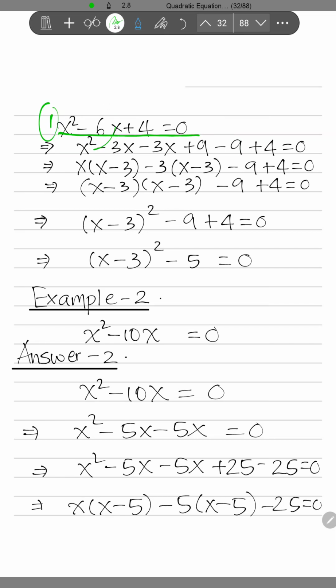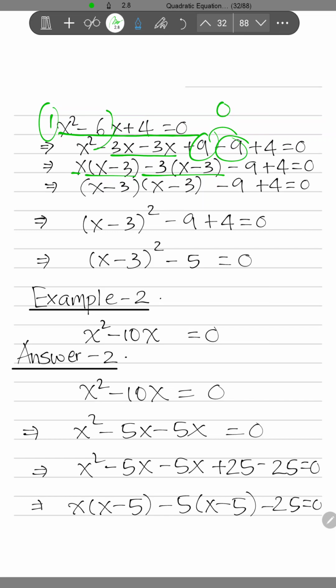First thing, is the leading coefficient 1? The answer is yes. Second thing, I have the middle term. Can I take half of it and split it into 2? Yes. That is this one here. Minus 3x minus 3x is minus 6x. So I take x minus 3, minus 3, x minus 3. I add 9 here. At the same time, I subtract 9 here.